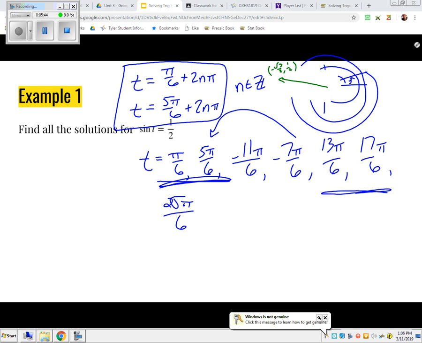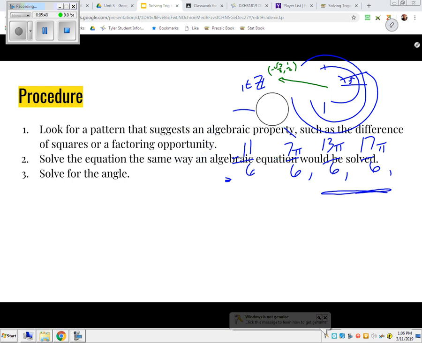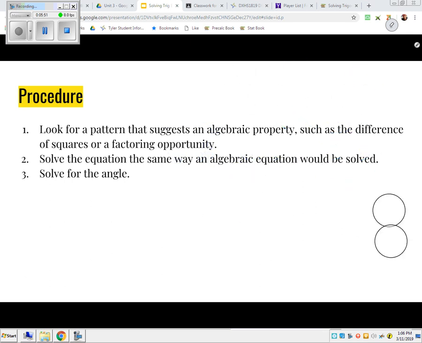So, challenge accepted. All right, so here's what we're going to be doing on these types of problems. I got it broken down into 3 steps. First, look for a pattern.